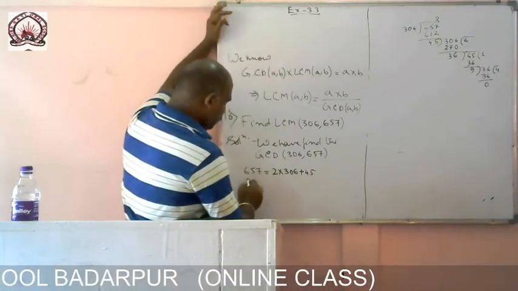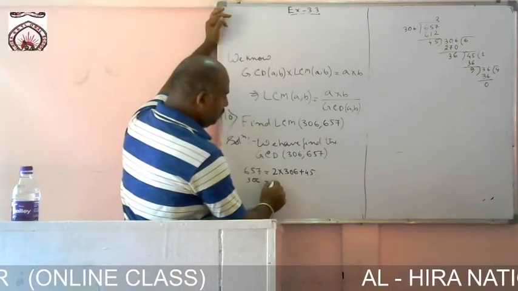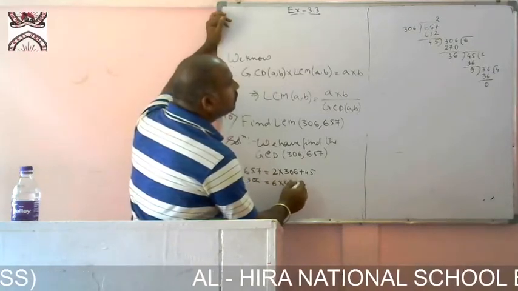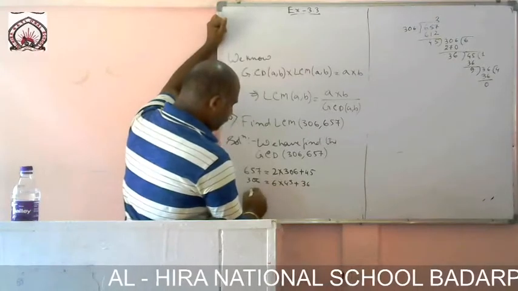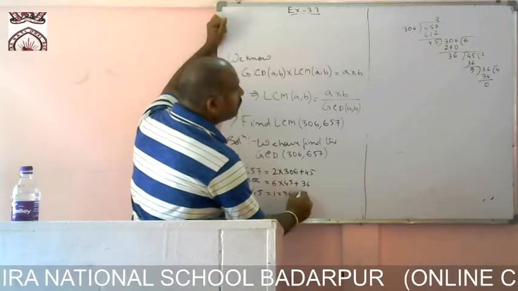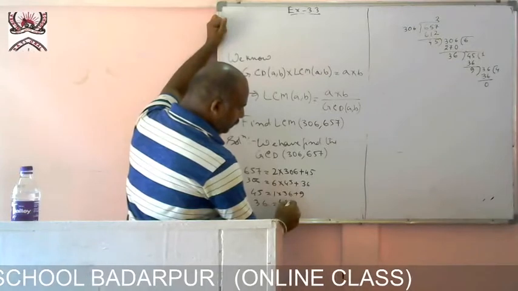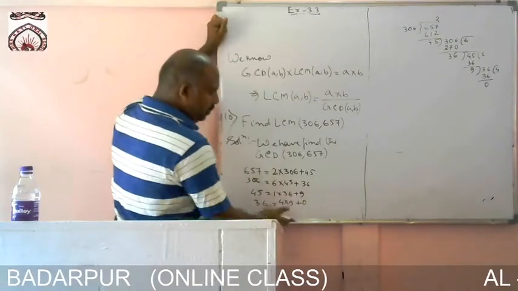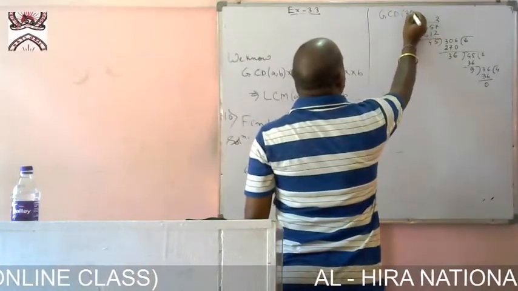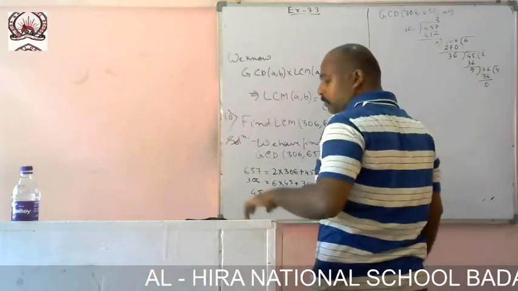What you can write? This one, 306 equal to how much? 306 is nothing but 6 into 45 plus 36. Then 45 is nothing but equal to 1 into 36 plus 9. So 36 equal to 4 into 9 plus 0. So what we get? The GCD of 306 and 657 equal to 9.